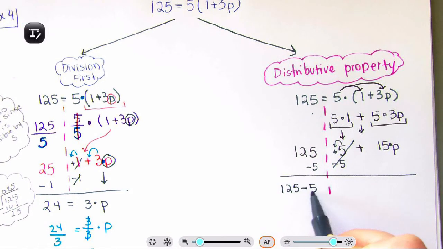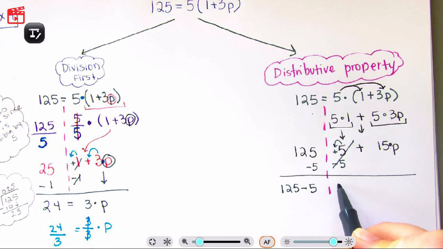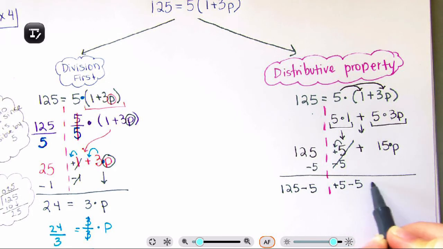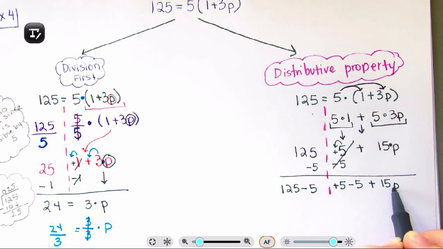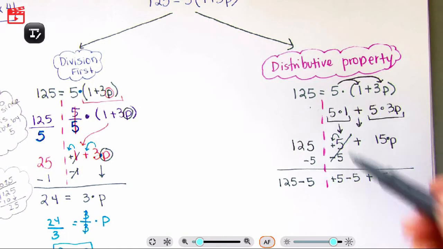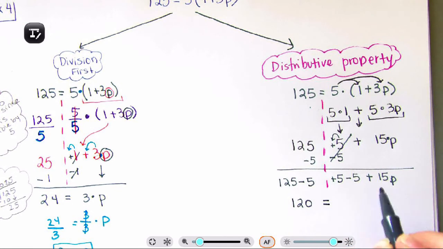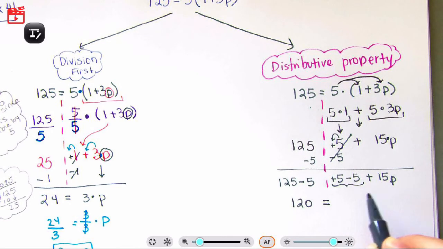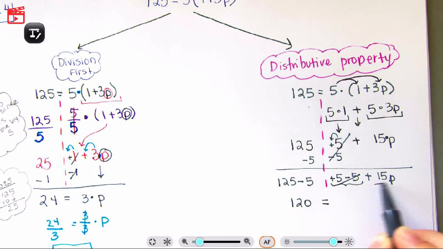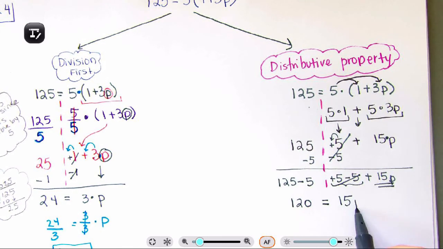125 minus 5, so this is the other way of doing it. And then here you would have positive 5 minus 5 plus 15p. I just want to show you a different way of writing this out. So instead of doing it on top of each other, sometimes you'll see it next to each other. So 125 minus 5 is 120. Remember, this dotted line represents an equals. 5 minus 5, that's 0. So all we have is 15p.